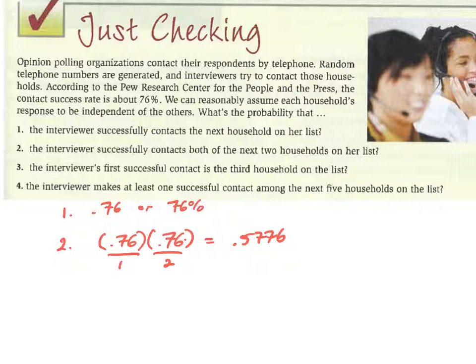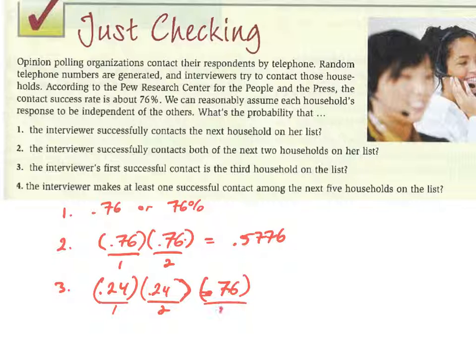Now the third one says the interviewer's first successful contact is the third household on the list. Now this is where they start to get a little tricky. So it didn't say that the third household was successful. That would just be straight 76%. That says that the first household to be successful is the third. That means that the first two have to be unsuccessful. So you need unsuccessful and unsuccessful and successful. So you've got to multiply because it has all those conditions. So the first is going to be 1 minus 0.76, which is 0.24. That's the first house. The second house is another 0.24. And the third house is going to be 0.76. So that answer is, somebody helping me out? 0.0437. There we go. So only about 4%.